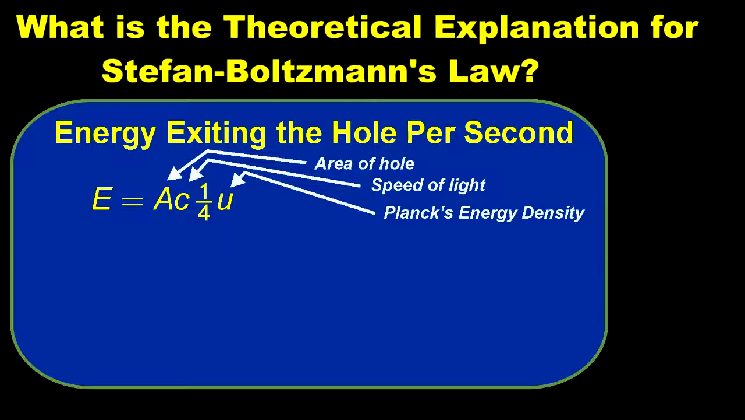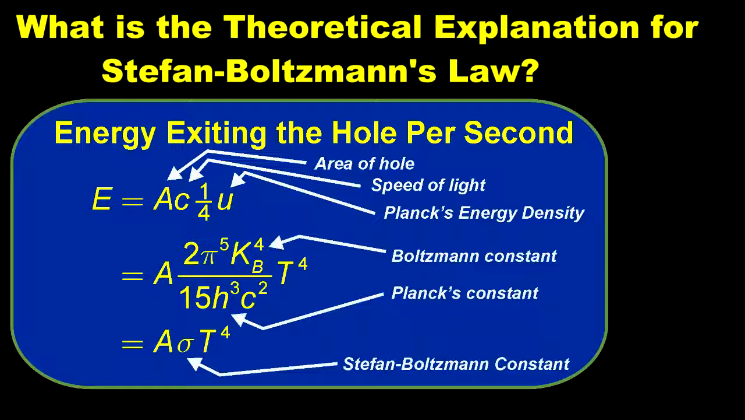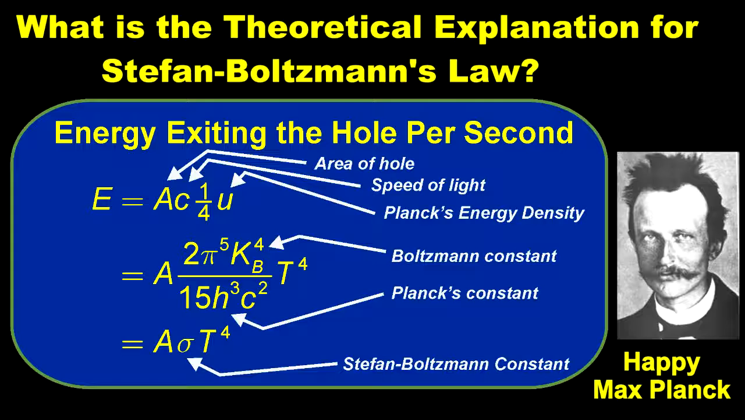After all the integrals are done, you get the energy flowing out is equal to the area of the hole times the speed of light times 1/4 the energy density. Replacing U with our energy density formula gives the result that made Max Planck a happy kid. The energy exiting the hole per second is the area of the hole times a constant times the temperature to the 4th power. Max Planck had derived a T to the 4th law from his blackbody theory. Ta-da!